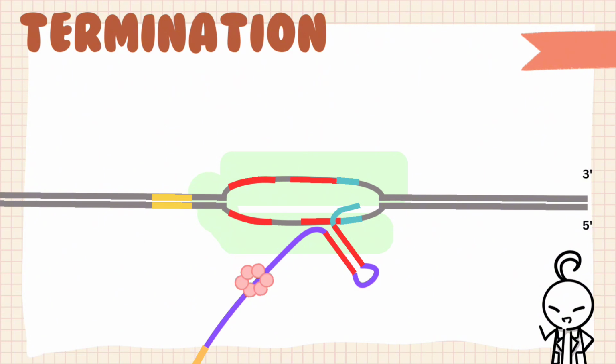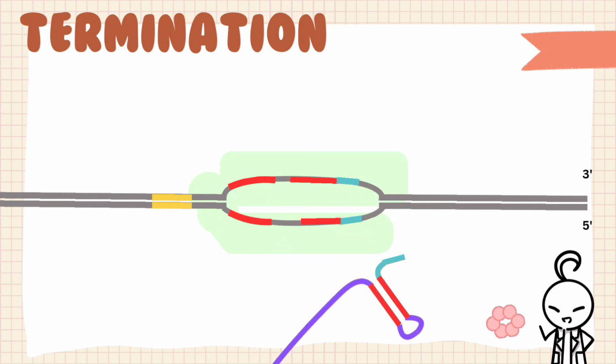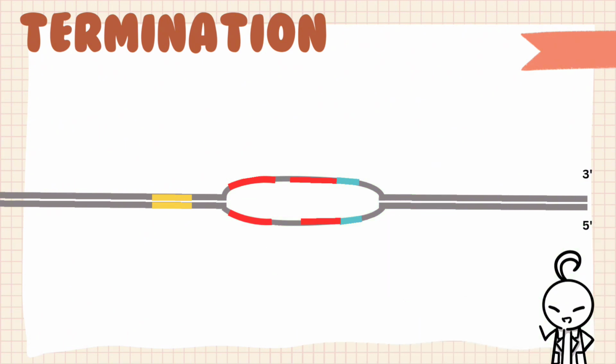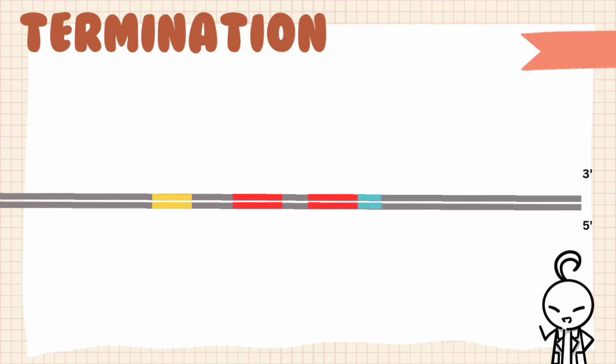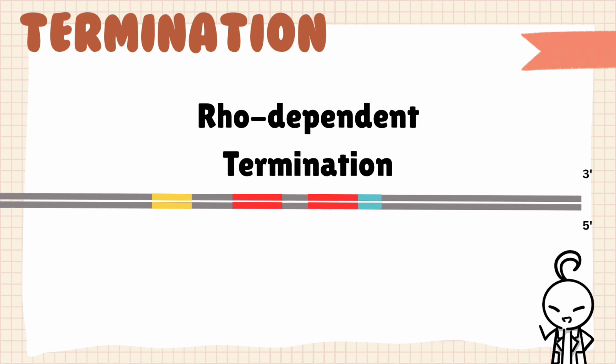Same as before, the hairpin motif will form, which causes RNA polymerase activity to halt. The Rho protein will catch up, unwind the RNA-template complex and release the RNA transcript. The RNA polymerase complex leaves and the DNA strands are rewound. This type of termination is known as Rho-dependent termination.